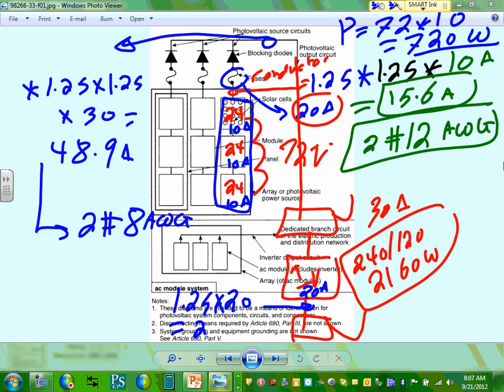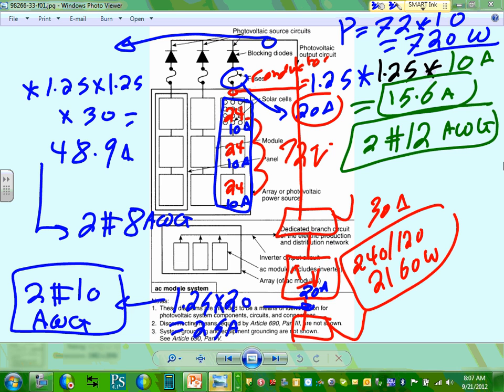25 amps. And then these conductors will be sized. How many conductors? 2 conductors, number 10 AWG. These are the AC conductors. Why do we multiply by 1.25 here? Because it's a continuous load. That's it. You guys have just sized an AC system.